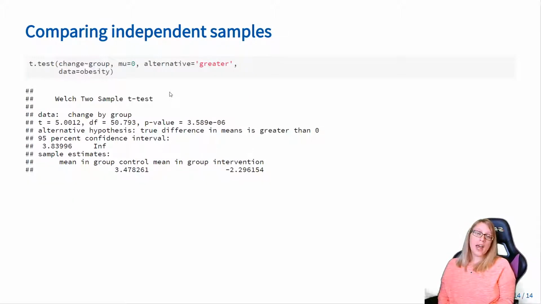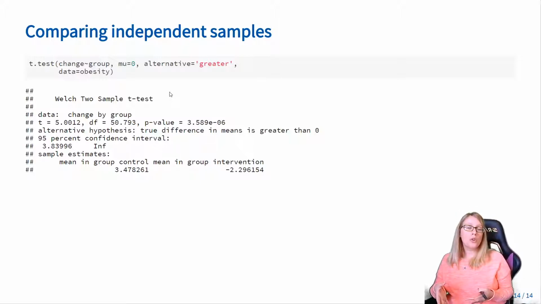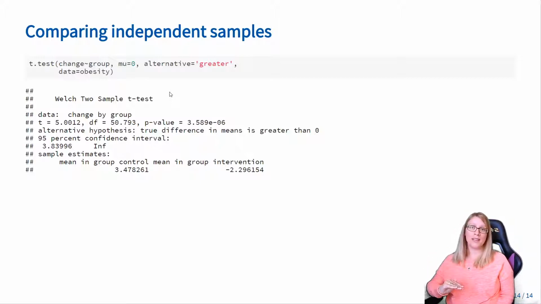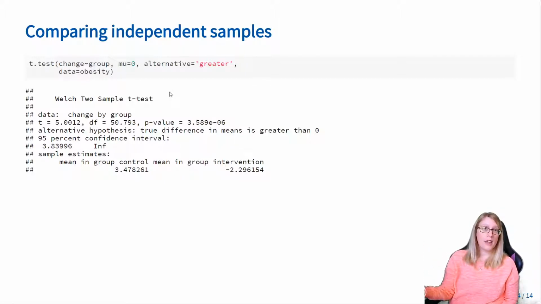So let's take a look at how we would set up a hypothesis test for this obesity study. What we're looking at here is whether or not there is a difference in the weight change. And we might expect that the control group would be more likely to have a higher change in weight, because the higher that number, the more weight gained. So we might be looking at a greater than hypothesis. The mean weight change for the control group is greater than the mean weight change for the intervention group.